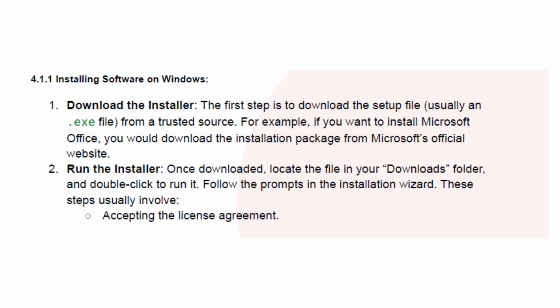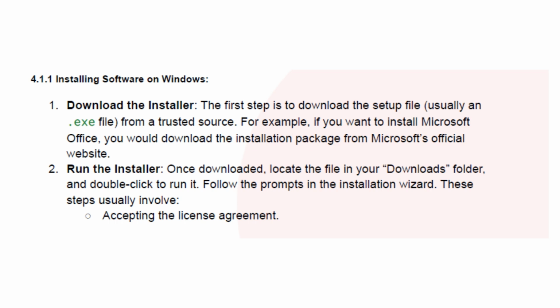Once you've downloaded the software, locate the file in your downloads folder, and then double click to run it. Follow the prompts in the installation wizard, and you should be good. Now, while installing most software, there are some write-ups you are expected to read. I know in this part of the world we don't normally have time to go through them, but we have write-ups like accepting the license agreement.